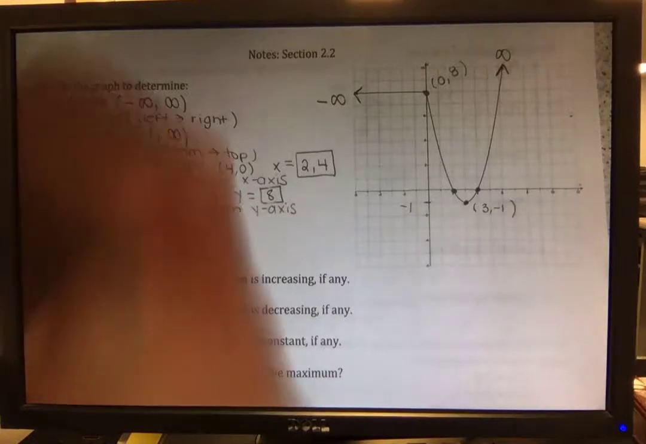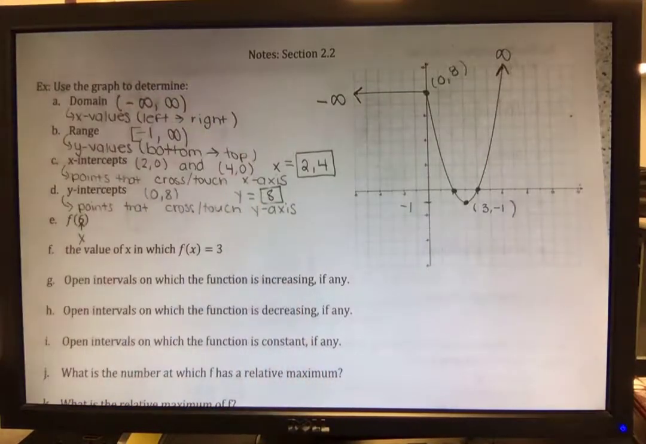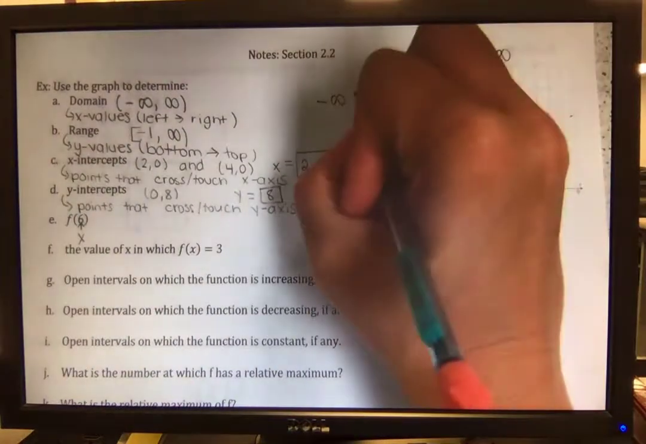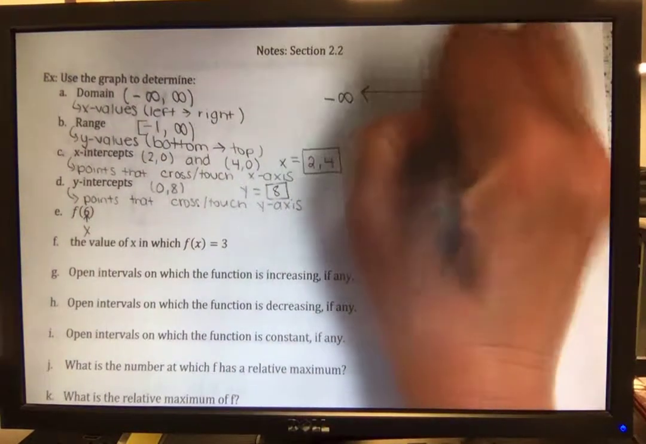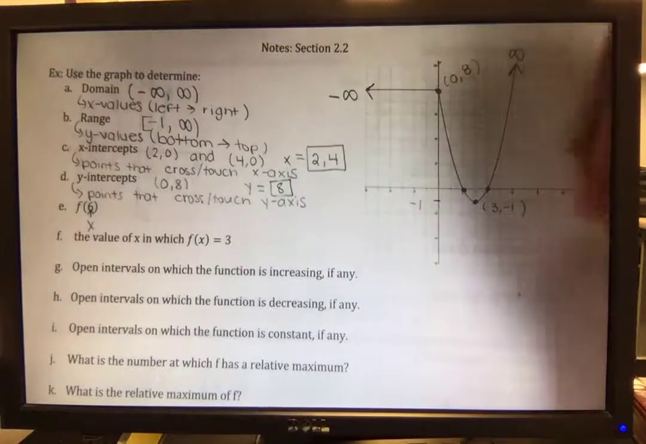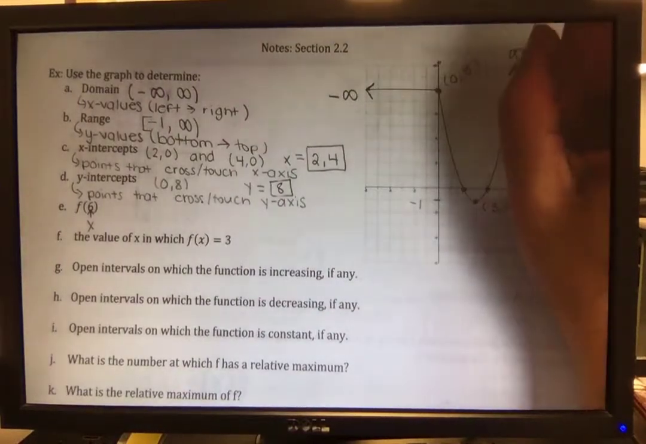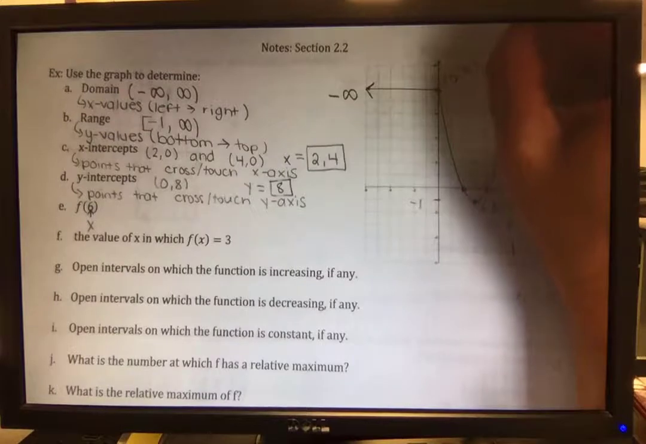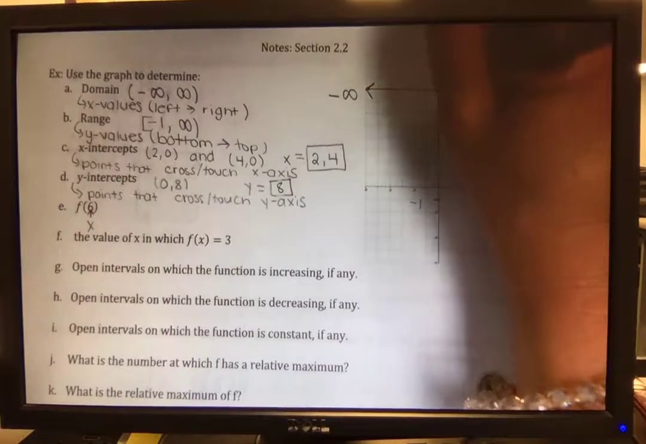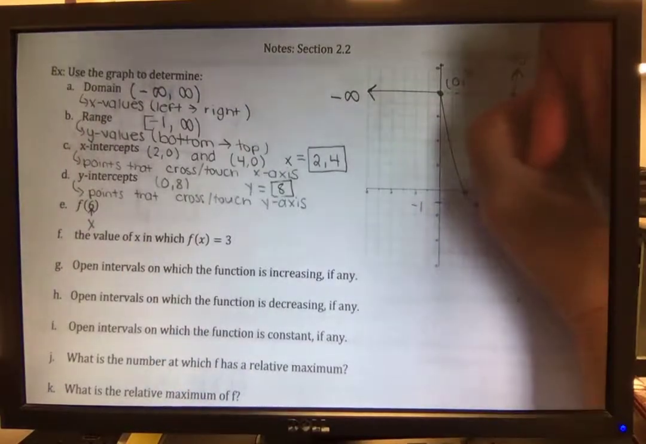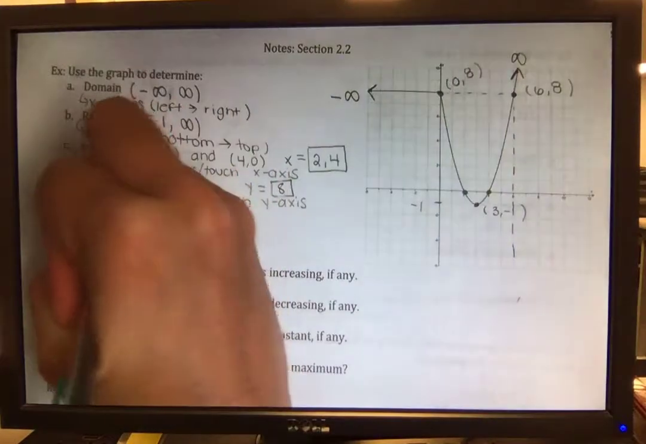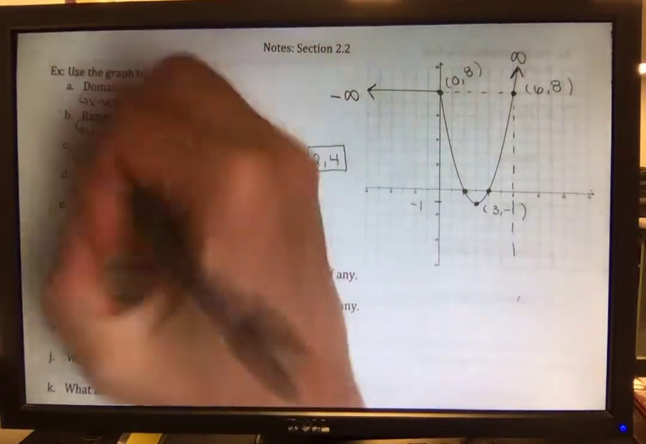Example E says f of 6. So it tells me my x value is 6. What is my y value? When x is 6, we're looking at this. When x is 6, I was getting ahead of myself here. When x is 6, right here, we're looking at this x value. So here's when x is 6, going over. When x is 6, my y value will be 8. So this is the point 6, 8. So that value, f of 6, is going to equal 8.